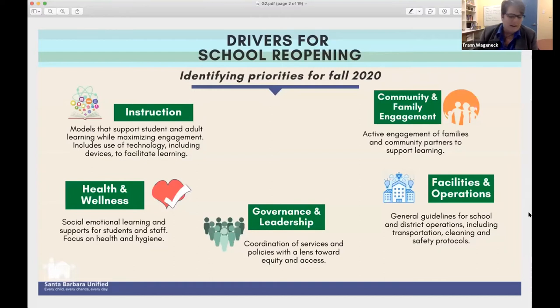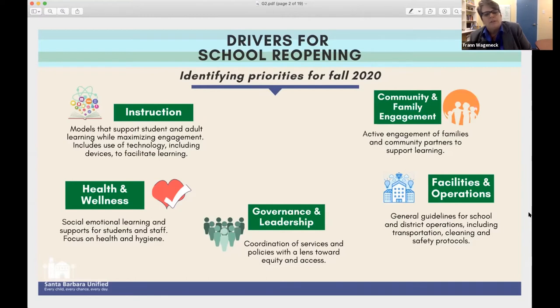You have seen this slide in each one of our presentations. But it's important to continue to go over it because we do want to emphasize that we continue to organize our work into these drivers' priorities. You're going to hear about distance learning in terms of instruction. You'll also hear us talk tonight about community and family engagement. We will talk to you about facilities and operations, what work is going on in that realm.